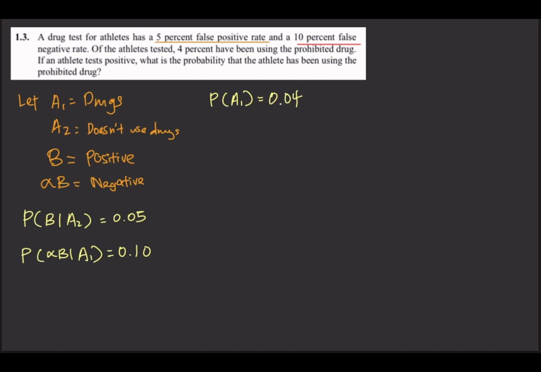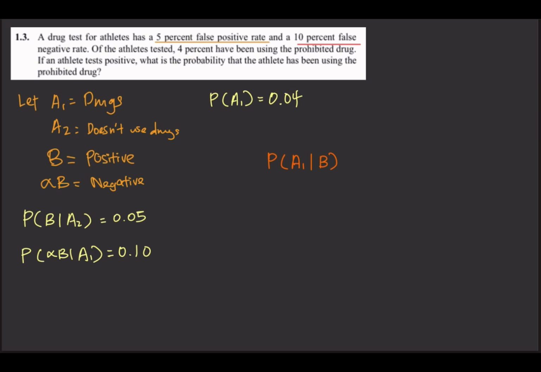Now, if the athlete tests positive, what is the probability the athlete has been using a prohibited drug? So, what we are trying to find here is the probability that the athlete is using a prohibited drug given that he tests positive. Right?